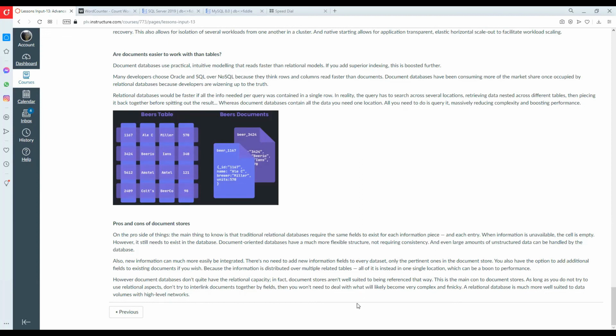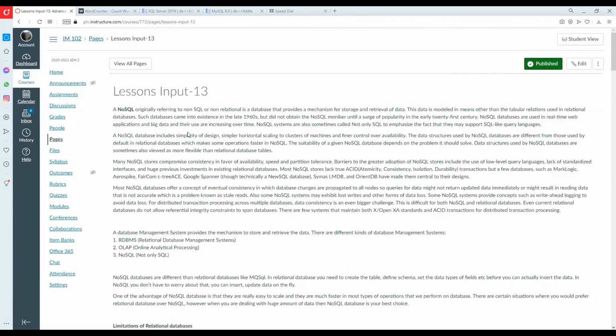However, document databases don't have quite the relational capacity. In fact, document stores aren't well suited to being referenced that way. This is the main con, or disadvantage, of document stores. As long as you do not try to use relational aspects, such as linking documents together by fields, then you won't need to deal with that, which will likely become very complex and finicky. A relational database is much more suited to data volumes with high-level networks. There you have it. This is our introduction to NoSQL.